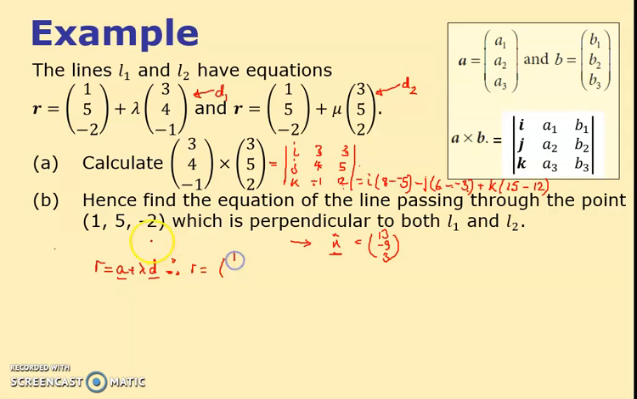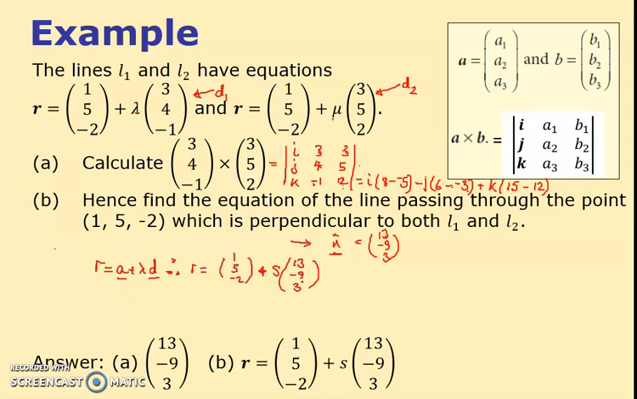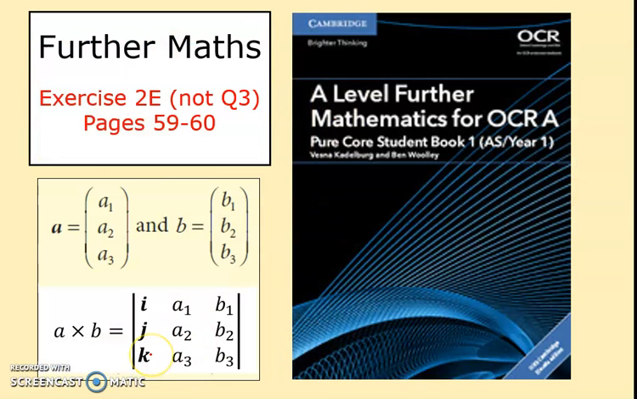Any point will do. Well, they tell me one point, so 1, 5, minus 2. Don't want to make it hard for myself. Plus, now they've used the lambda, they've used a mu. Let's use a different letter. I'm going to use s. And my direction vector is 13, minus 9 and 3. Let's see what the answer is. 13, minus 9 and 3. And they've done exactly that. In fact, I used an s as well. Look at that. That's right. So that's it. We're finished.